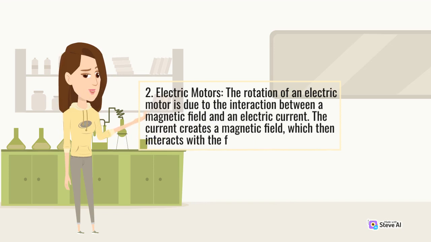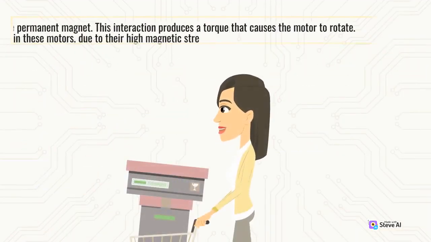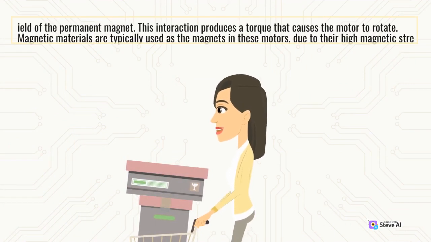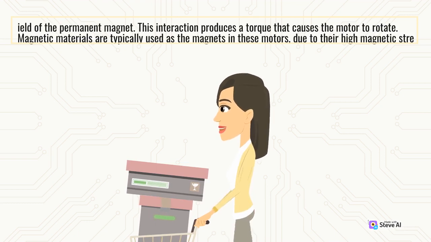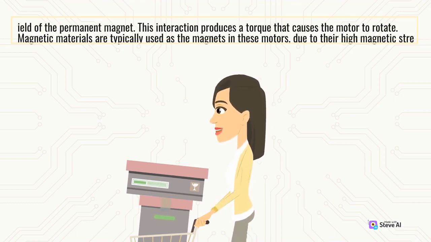2. Electric motors. The rotation of an electric motor is due to the interaction between a magnetic field and an electric current. The current creates a magnetic field, which then interacts with the field of the permanent magnet. This interaction produces a torque that causes the motor to rotate. Magnetic materials are typically used as the magnets in these motors, due to their high magnetic strength.